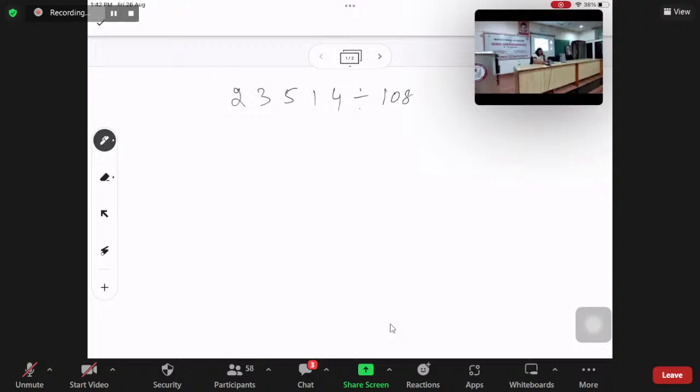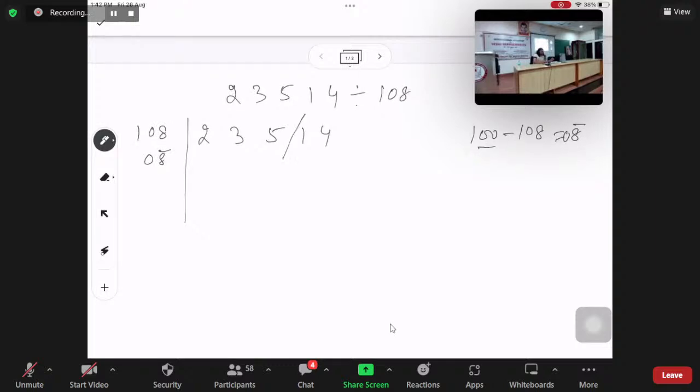Okay. Base is again 100 minus 108. So 8 bar. But 8 bar we write as 0 bar 8 bar or 08 bar. 23514 divided by 108, which is 08 bar. We have 2 zeros, so we put a slash before 2. First number as it is. 2 into 0 is 0. 2 into 8 bar is 16 bar.